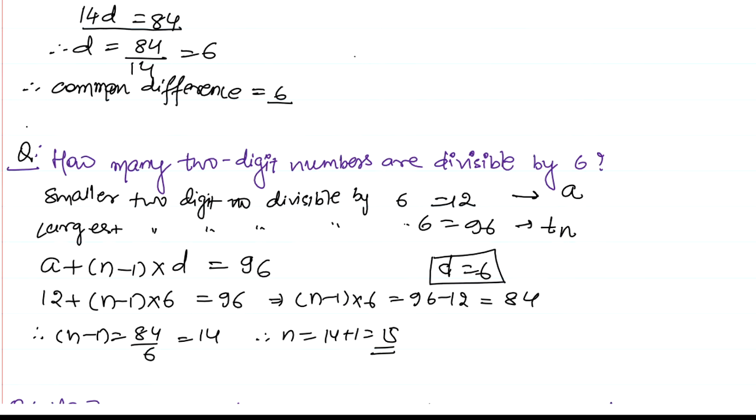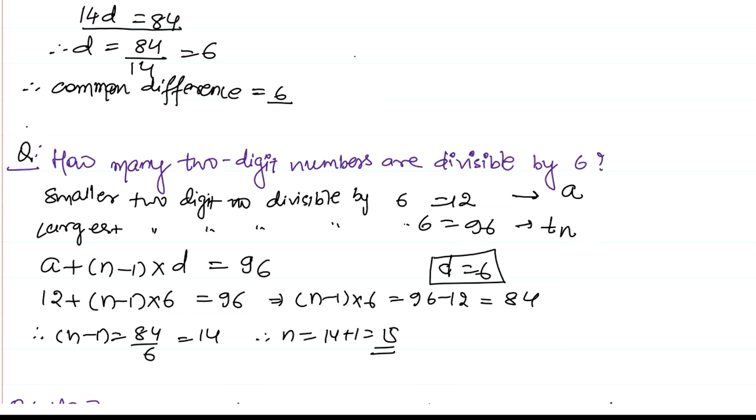Okay. Now this third question. How many two-digit numbers are divisible by 6? I repeat, how many two-digit numbers are divisible by 6? So what is the smallest two-digit number which will be divisible by 6? Just read the table of 6. 6 1s are 6, 6 2s are 12. Yes, 12 is the smallest two-digit number which is going to be divisible by 6.